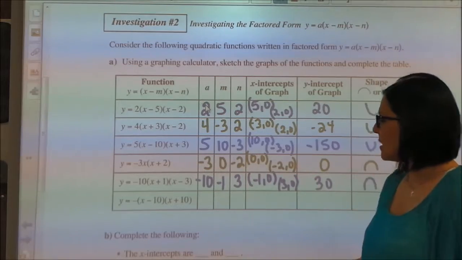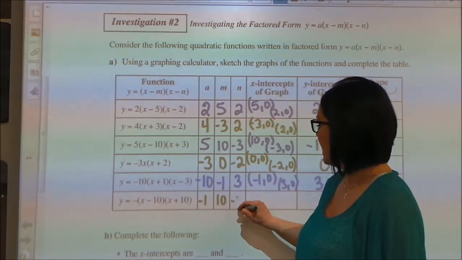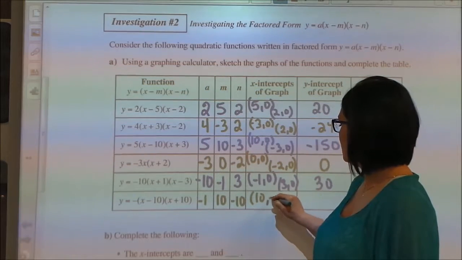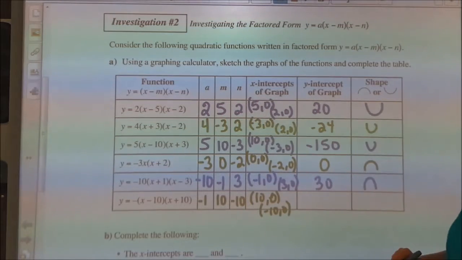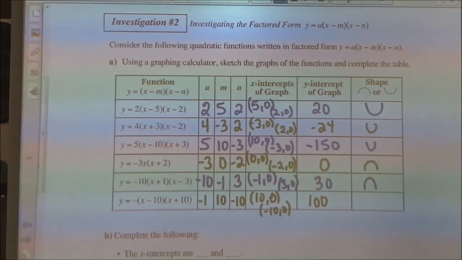And in the last one, m is negative 1. I get a positive 10 and a negative 10, so my intercepts are 10 and 0 and negative 10 and 0. My y-intercept is positive 100, so that would have taken some adjusting on your window settings. And this opens upside down as well.